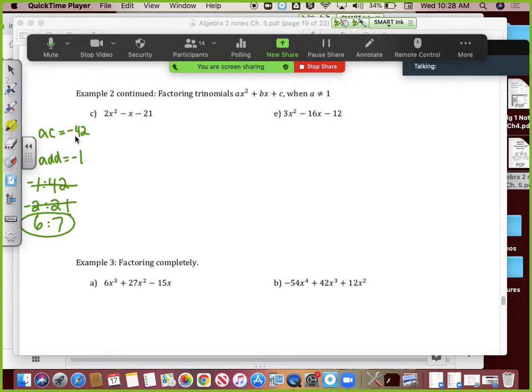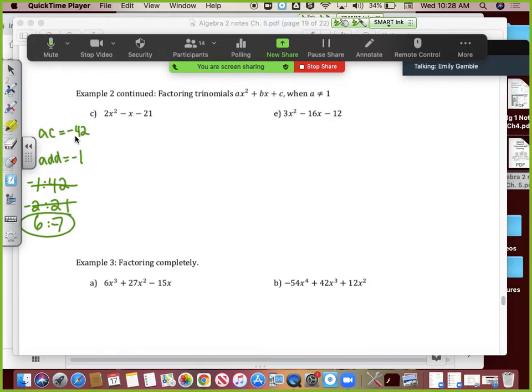So then you have to choose the correct negative. If it's a negative 6 plus 7, that would equal a positive 1. We need the opposite. We need it to add to be negative 1, so the 7 would have to be negative because that's the larger number. If you make that negative, the answer is going to be negative.